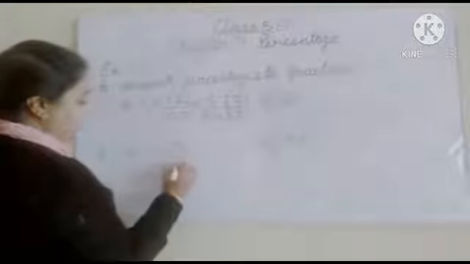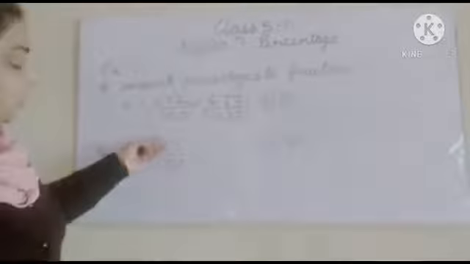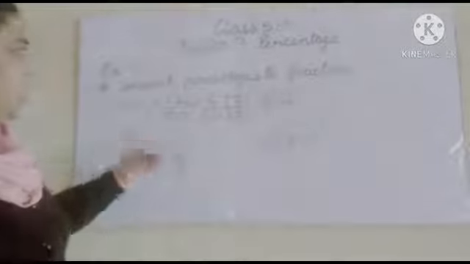Now fourth part is 73%. So first we write 73 upon 100. So there is no common factor between them. So this is the final answer, 73 upon 100.